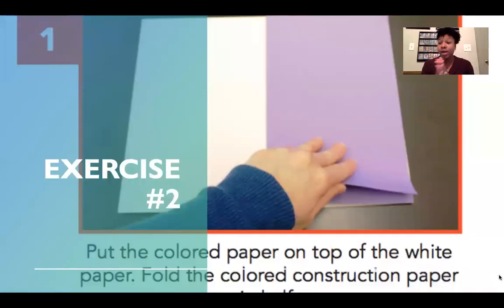All right, great. That was exercise number 1. Give yourself a pat on the back. Great job. Now, exercise number 2 is going to involve your scissors. So go ahead and get your scissors and your construction paper ready.